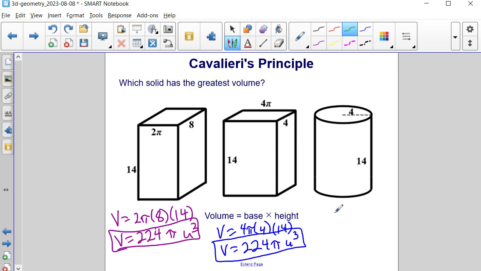Okay, now let's find the volume of the cylinder. The volume of a cylinder is pi times the radius 4 squared times 14. 4 squared is 16. 16 times 14 is 224, and we still have pi as a constant in our solution, and that is 224 pi cubic units for this volume. So all three of these volumes are equivalent, or the same. So there is no solid that has the greatest volume.